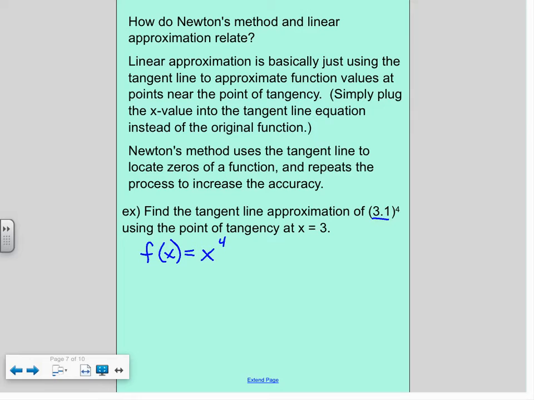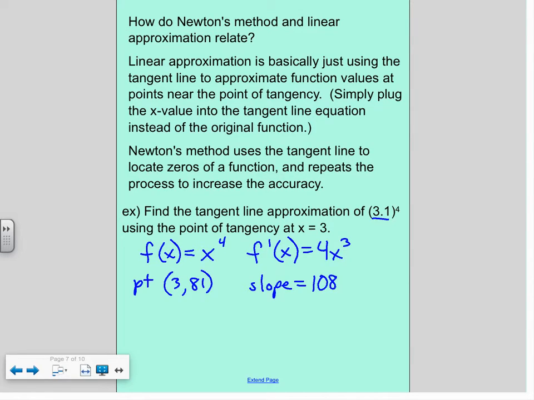We want a point of tangency at x equals 3. So our point would be (3, 81). We need a slope, so we need f prime: 4x cubed. And our slope at our point of tangency, so again, we're plugging in a 3, we get 4 times 27, which is 108.